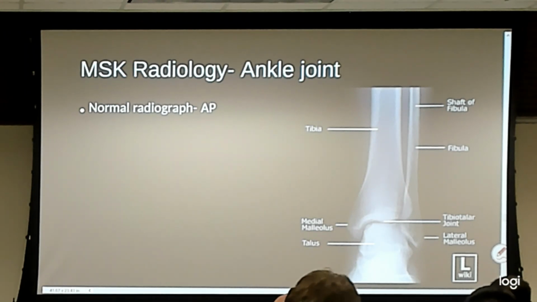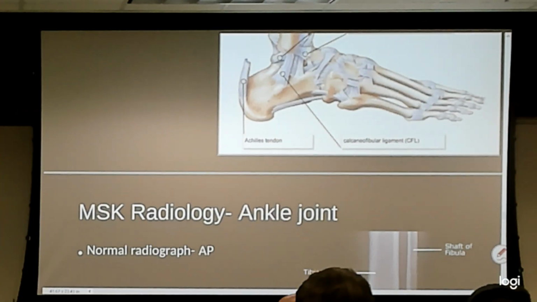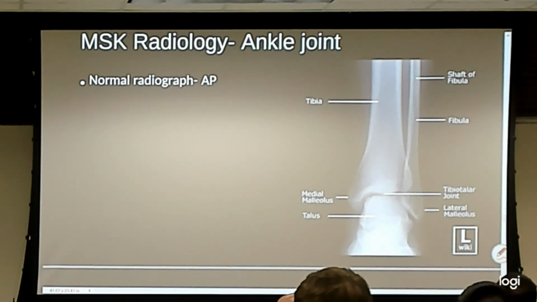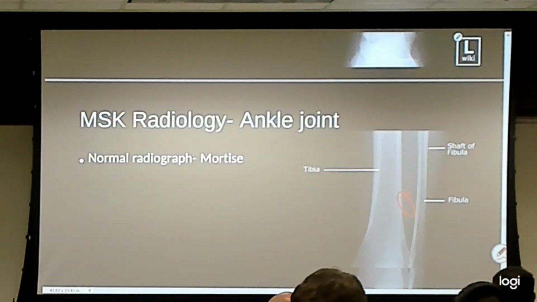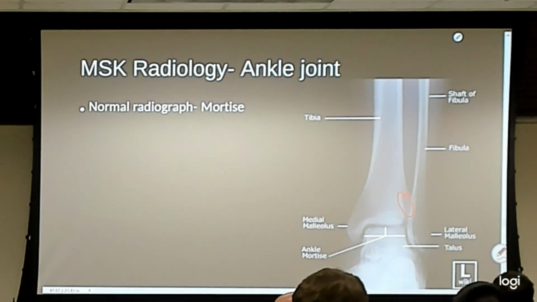Mortise view. Okay. So the key is here. So that how that is overlapped right there. When we go to the mortise view, see how that window opened up? Okay. That's what makes it different, is there's actually an angle on the foot that allows us to look straight through that joint.